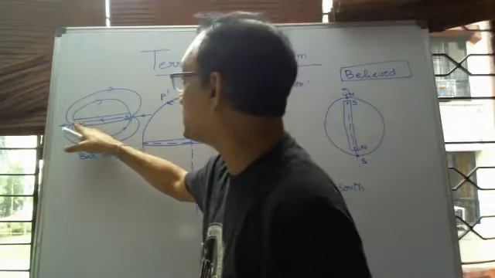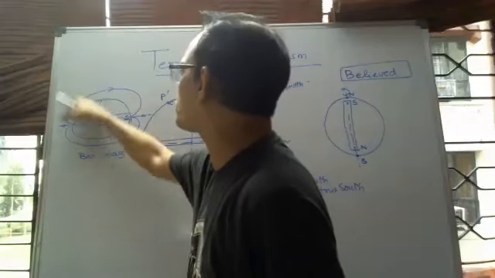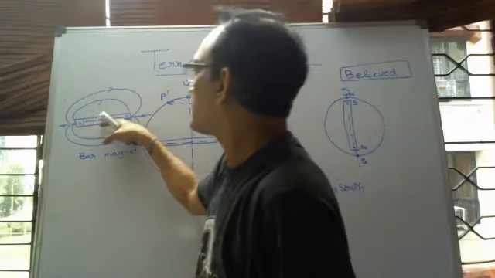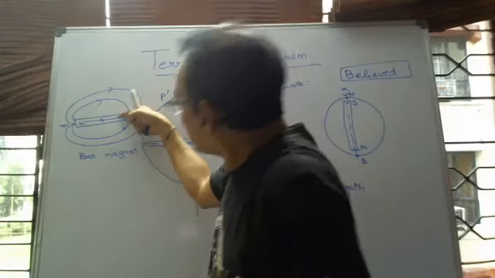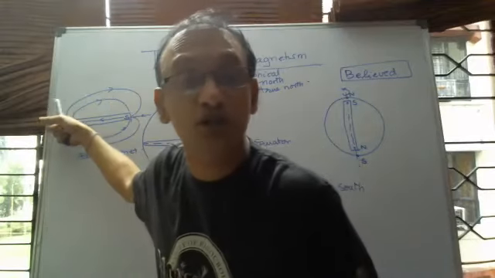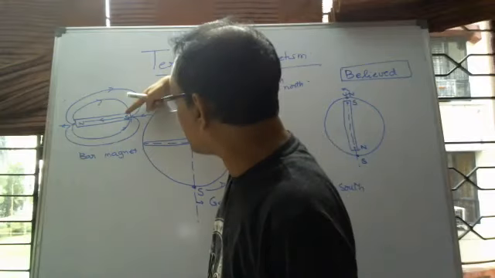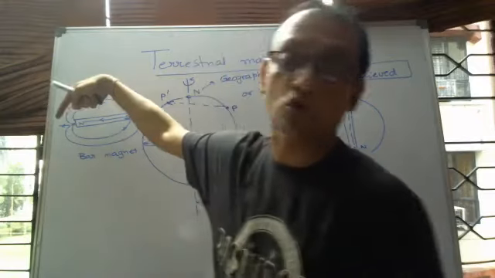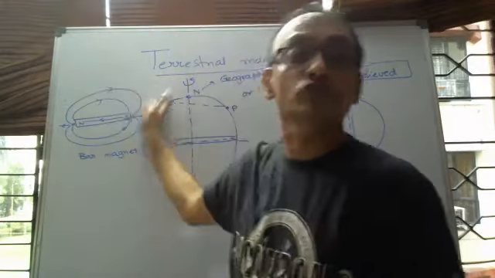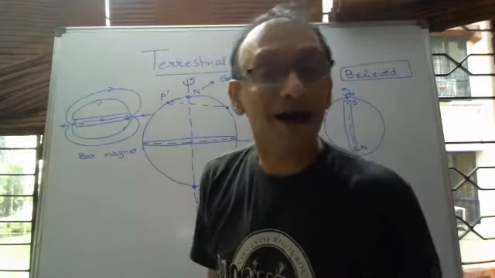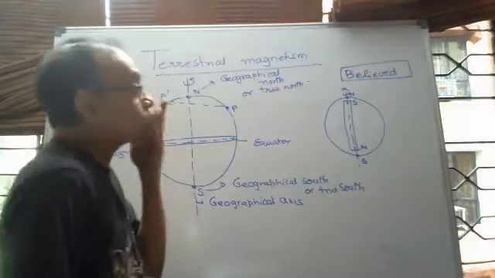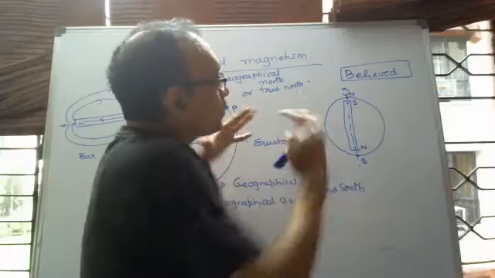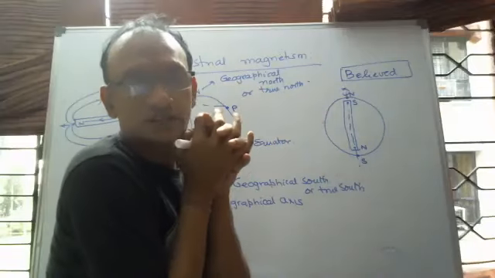In a bar magnet, magnetic field lines go from north to south. They leave north, they enter south. And inside also there is a completion of the magnetic field lines. Magnetic field lines inside the magnet go from south to north. Outside the magnet, they go from north to south. That's a bar magnet.